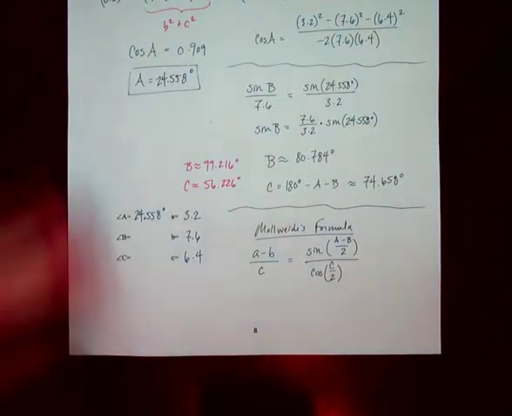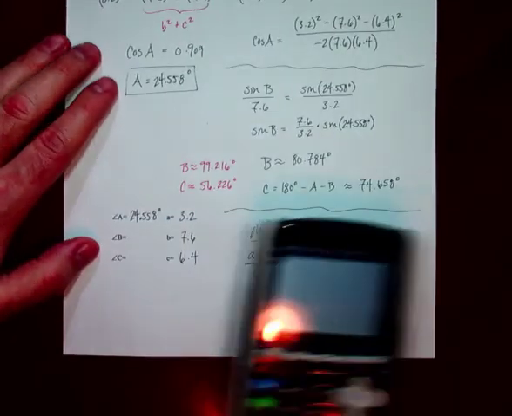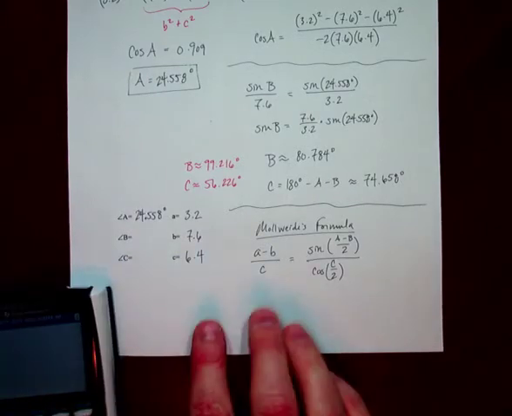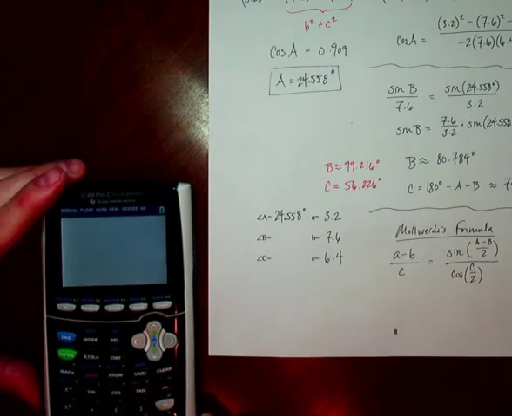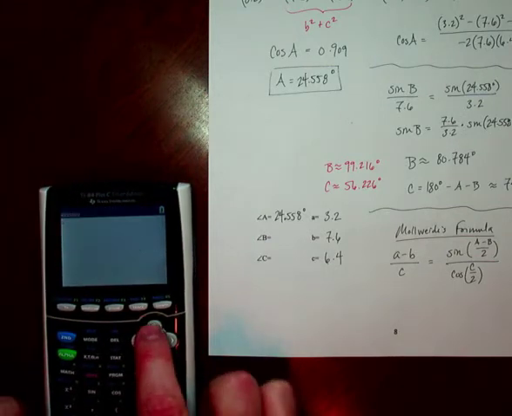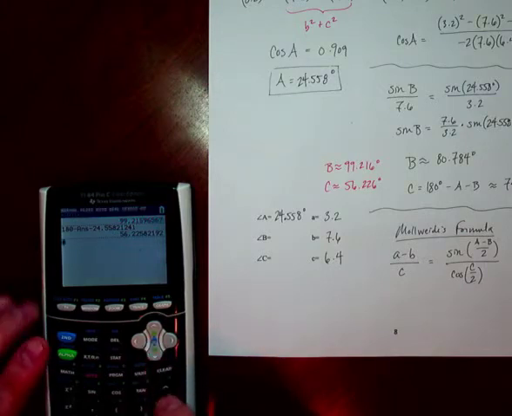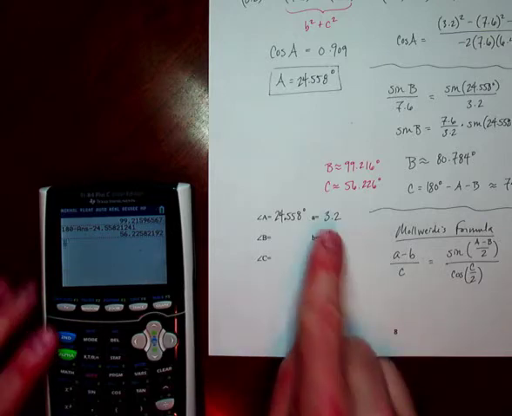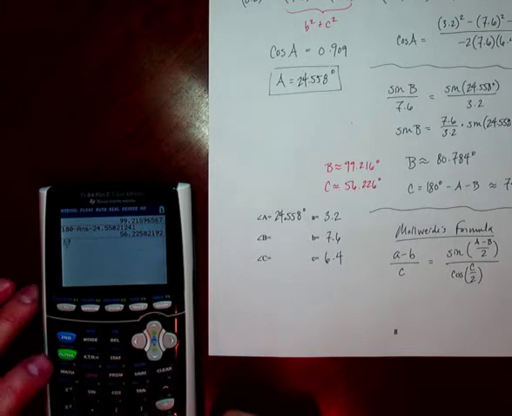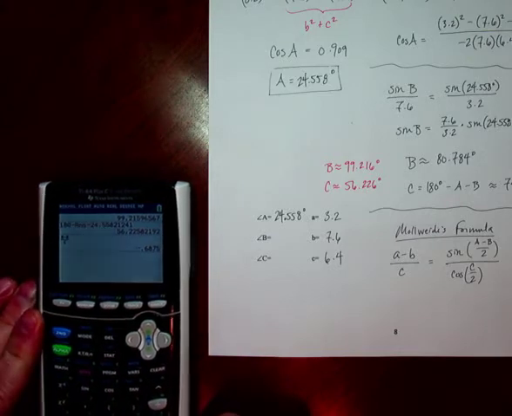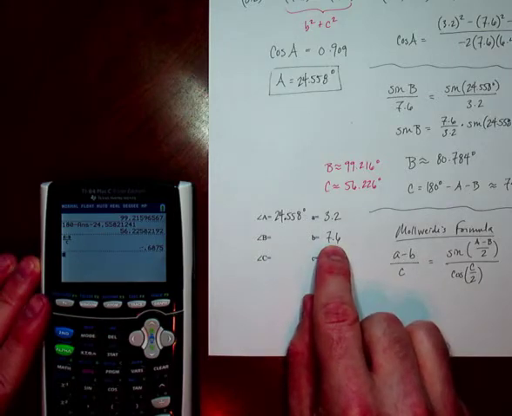over cosine of C over 2. Okay, let's use our first values in black and see whether we actually get something that's useful. Now A is that 24. Now let's do the left side first. We know that we've stored all these already, so it's A minus B over C, and we get negative 0.687. It's negative because B was larger, and that's just fine.